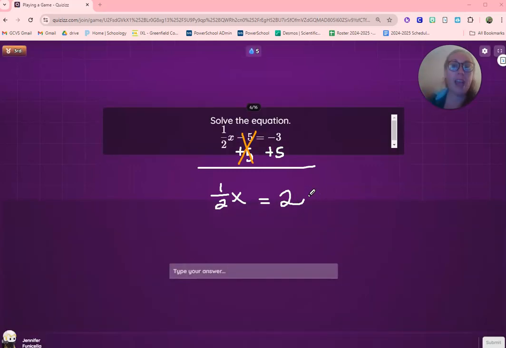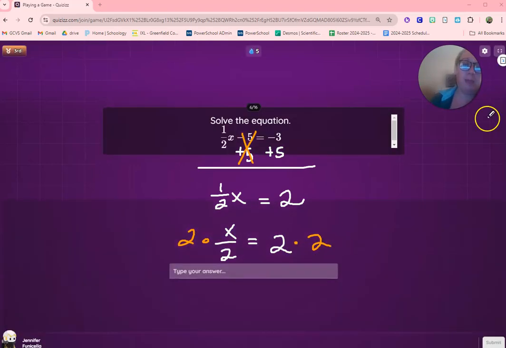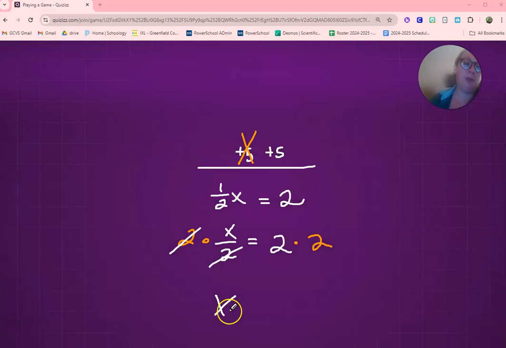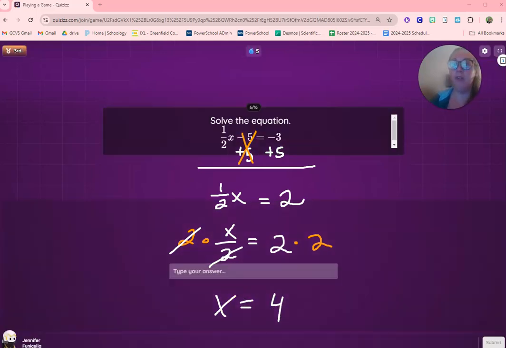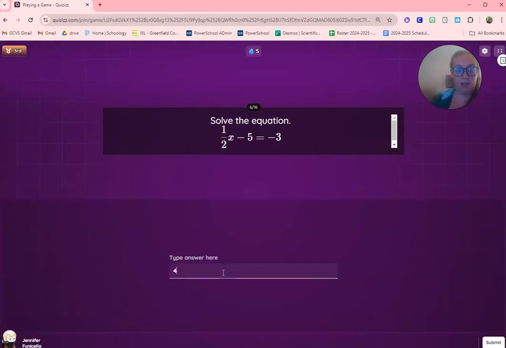And again, 1/2, if you're taking half of something, all you're doing is dividing it by 2. So notice how I'm rewriting the equation. If that helps your brain, you can always do that. Half of something is just dividing it by 2. So then we'll just multiply. These will cancel, and we're left with x equals 4. So you'll plug in 4, type your answer in there, and hit submit.